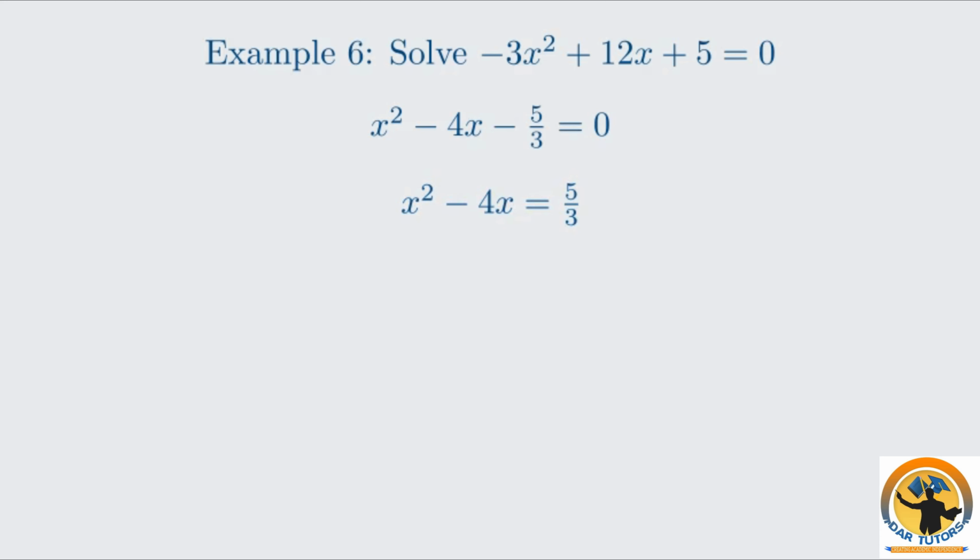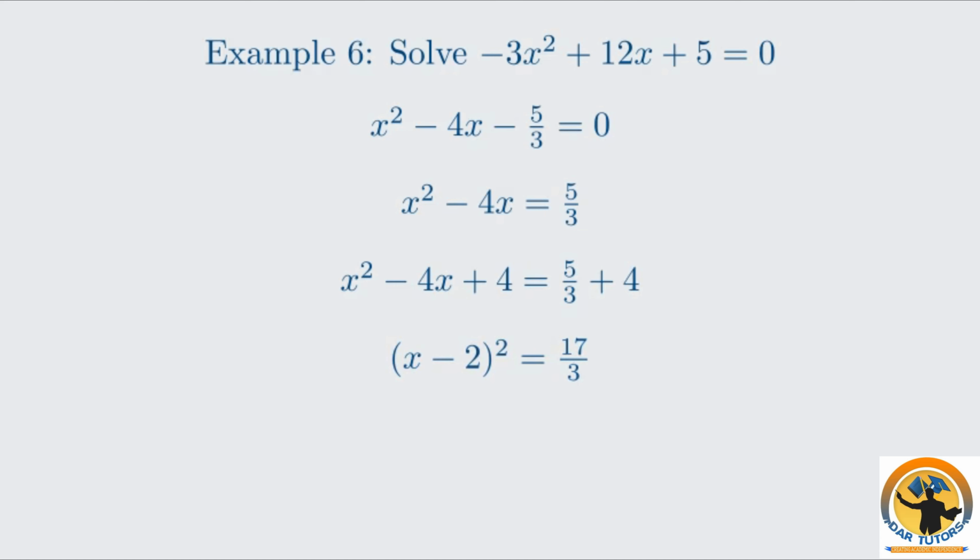Step 3. Complete the square. Half of the x coefficient, negative 4, is negative 2. Squaring it gives 4. So we add 4 to both sides. We get x squared minus 4x plus 4 equals 5/3 plus 4. Step 4. Factorize the left side and simplify the right side. The left side is x minus 2 squared. The right side is 5/3 plus 12/3, which is 17/3. So x minus 2 squared equals 17/3.